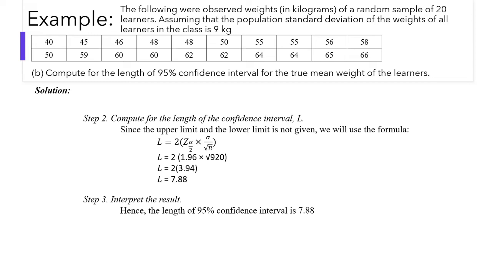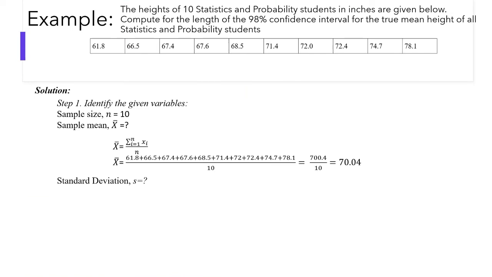Simplifying it, we will now have L is equal to 2 multiplied by 3.94, and the product is 7.88. Let's interpret the result. Hence the 95% confidence interval length is 7.88. Let's have another example.